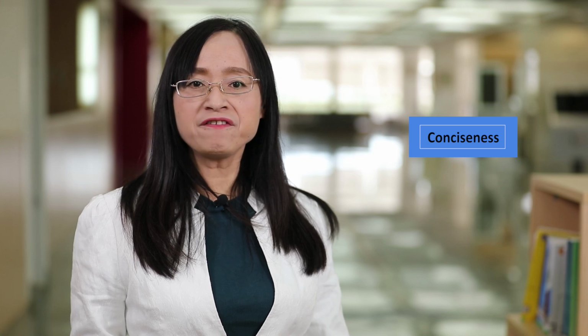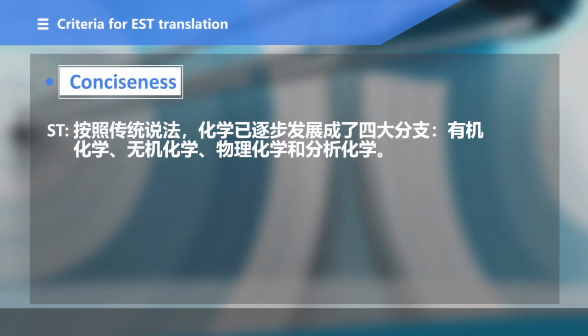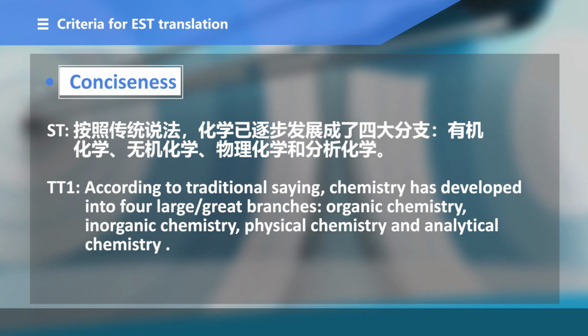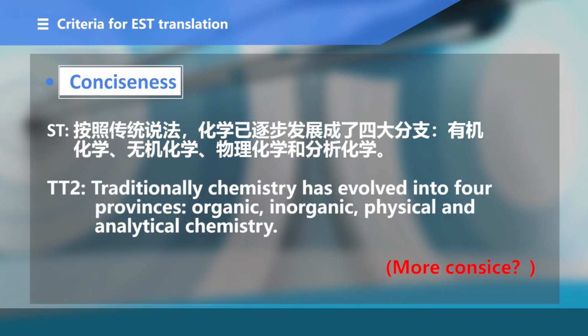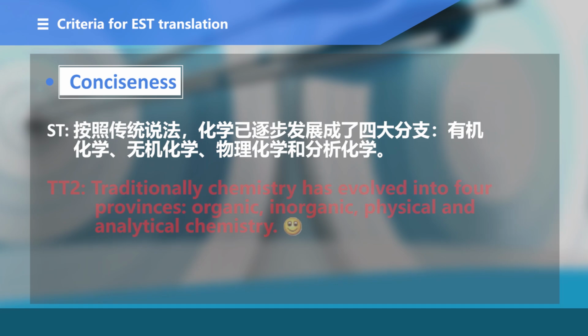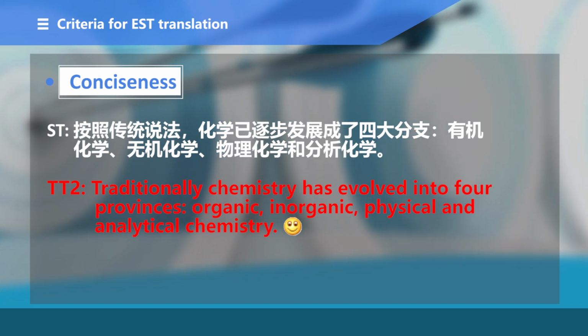Third, conciseness. Conciseness means that the translation should be as brief as possible, keeping away from the use of empty and superfluous words and unnecessary repetitions so as to convey the full information in the original text effectively and efficiently into the target language. Let's think about example 6. Which Chinese version is more concise? Clearly, it is target text 2 that is more concise than target text 1 without the translation word by word.